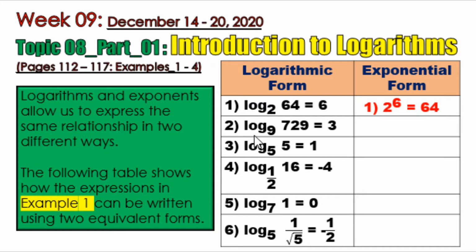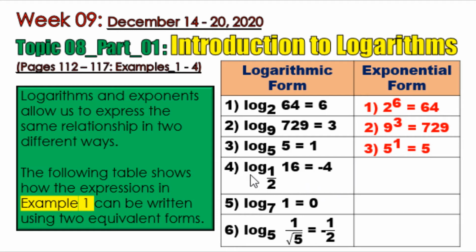For number 2, we have logarithm of 729 to the base 9 is equal to 3. So we have the base 9, and the exponent of 9 to get 729 is 3. And therefore, this can be written in exponential form as 9 cubed is equal to 729. For number 3, we have logarithm of 5 to the base 5 is equal to 1. So we have the base 5, and its exponent is 1 to get 5. So the answer is, for exponential form, we have 5 raised to 1 is equal to 5.